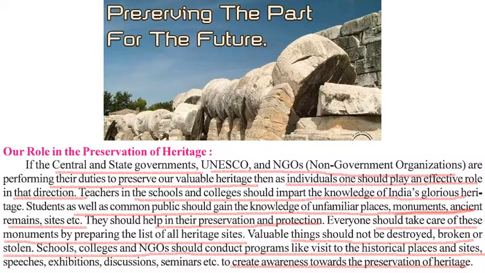You know, the Ellora and Ajanta caves were lost to the public for thousands of years, and then someone found them, and today they are well preserved. So when places are visited by people, they are well preserved. We should help in their preservation and protection. We should take care of these monuments by preparing a list of all heritage sites. Things should not be destroyed, broken, or stolen. Schools, colleges, and NGOs should conduct programs like visits to historical places and sites. We should create awareness towards the preservation of heritage.